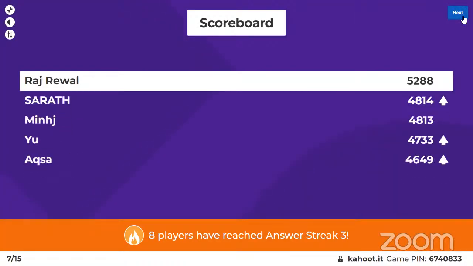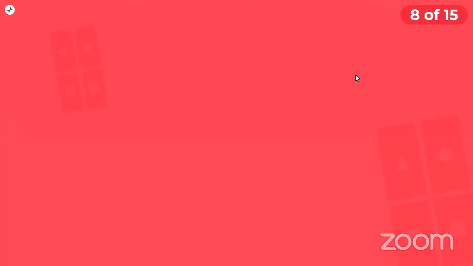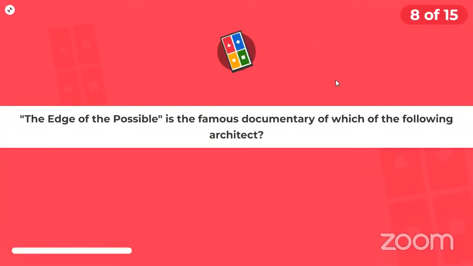Raj Rawal still remains there with 5,200 points. The gap is slowly increasing now between 1 and 2. Sharath at 4,800 points along with Minch. You and Aksa are on the podium now at 4,600 points. 8 players have reached an answer streak of 3 correct answers continuously. Seems like the quiz master is being very generous today. Let's take a look at the next question. Question number 8. Here it is on your screens.